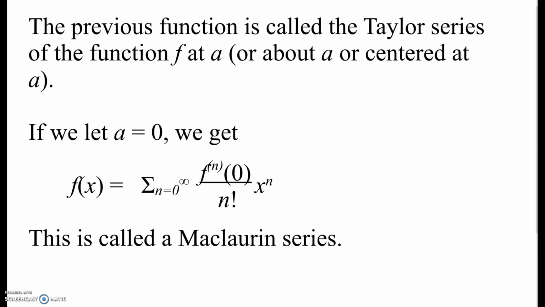If we let a equal 0, then we would get the f of x is equal to the sum n goes from 0 to infinity of the nth derivative of f at 0 over n factorial times x to the power of n. This is then called a Maclaurin series. So a Taylor series and a Maclaurin series are exactly the same thing, except a Maclaurin series is centered at 0, where a Taylor series could be centered at any value.